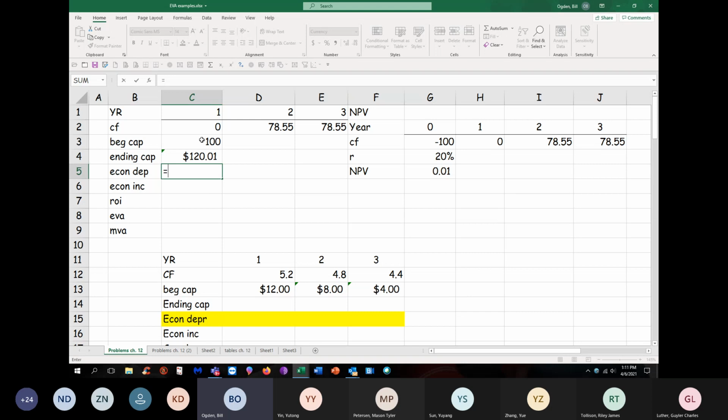We'll take the beginning cap and we will subtract the ending cap. Okay, so we actually have a negative depreciation here because this gained value. Okay, let's do our first definition, economic income. Economic income.